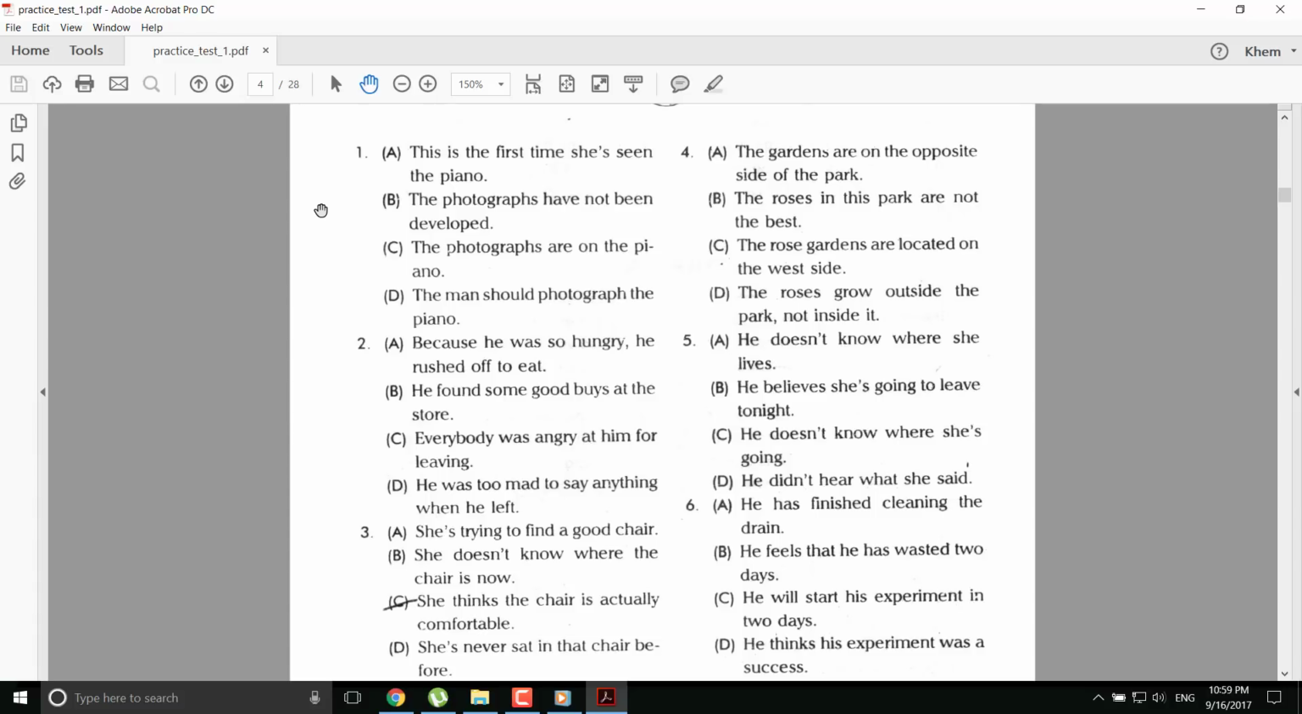Number 3. "What an uncomfortable-looking chair." "Well, it may look that way, but just try it out." What does the woman imply? Number 4. "So, where are the rose gardens? Didn't you say they were here on the west side of the park?" "No, I said they were on the east side." What does the woman mean?